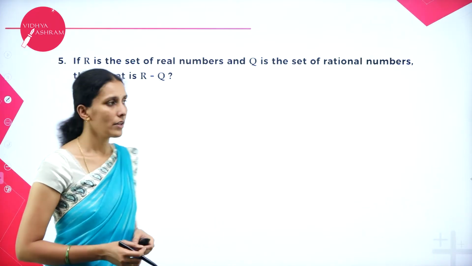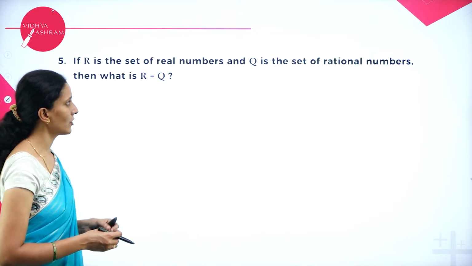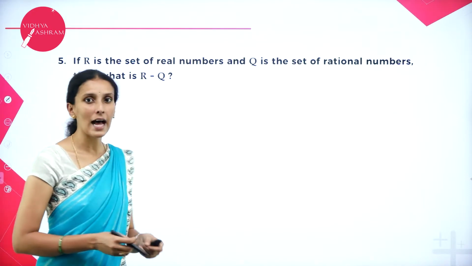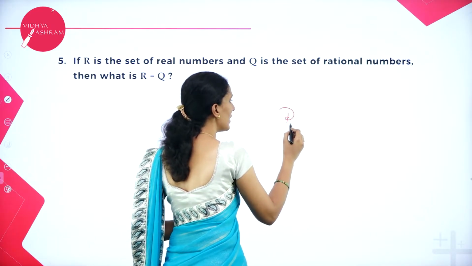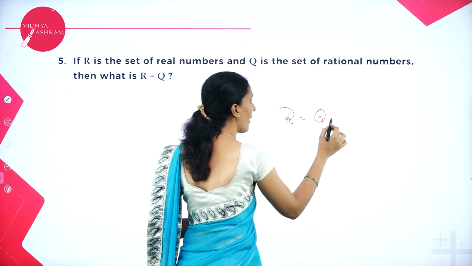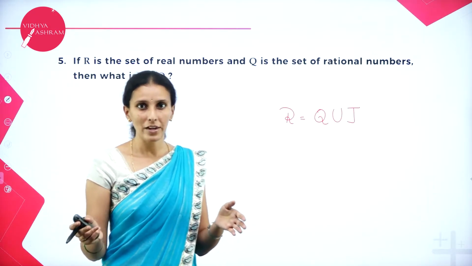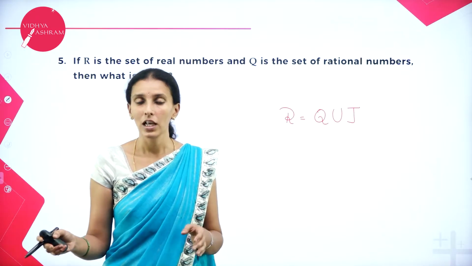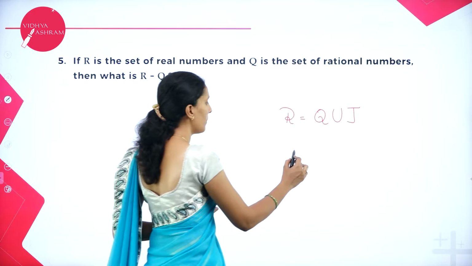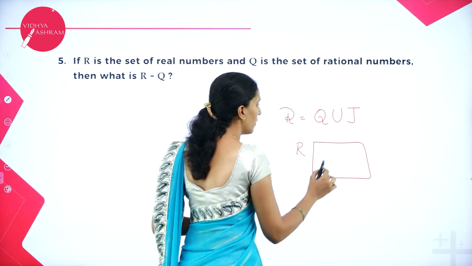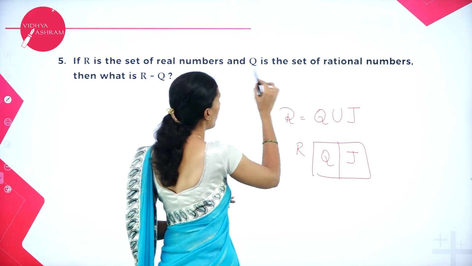Next, here is a question given. If R is the set of real numbers and Q is the set of rational numbers, then what is R minus Q? So in our previous classes, I said real number is a union of rational and irrational. A rational cannot become irrational, and if it is irrational, then it cannot become rational.